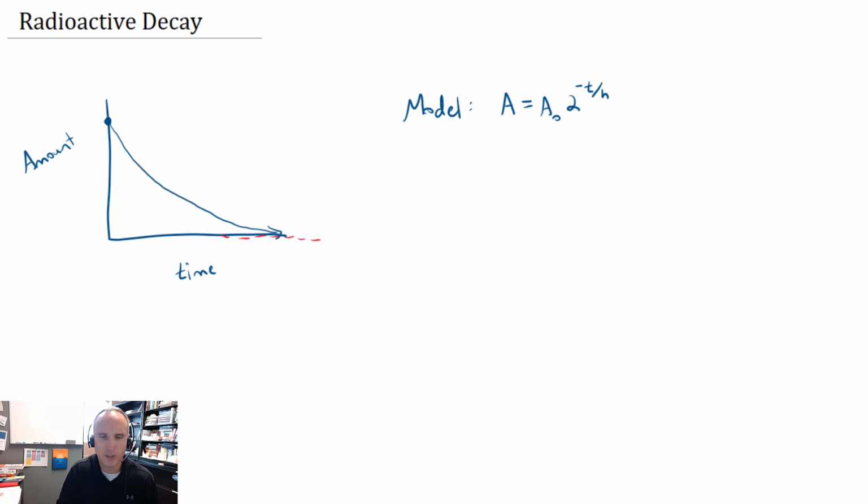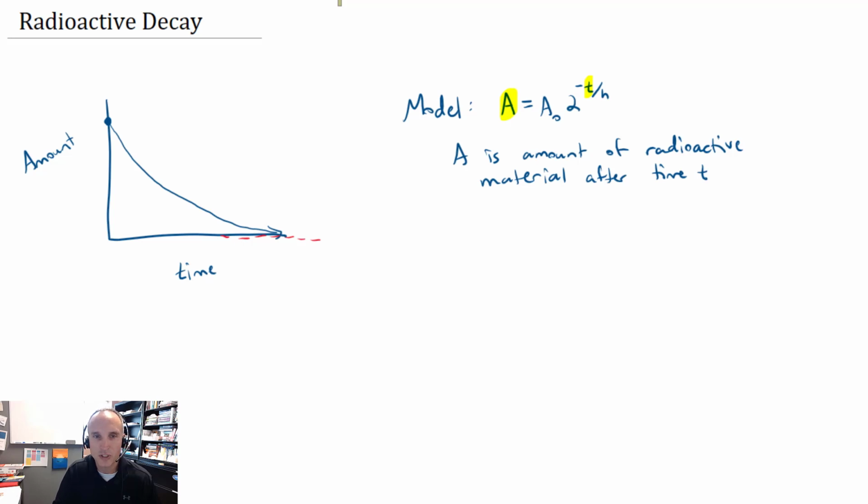So let's write out what each of these pieces is. A is the amount of radioactive material after time t. And so A and T are the variables here. If the time changes, the amount of radioactive material changes. If the amount of radioactive material changes, then time has to have elapsed. So these are the variables in this model.